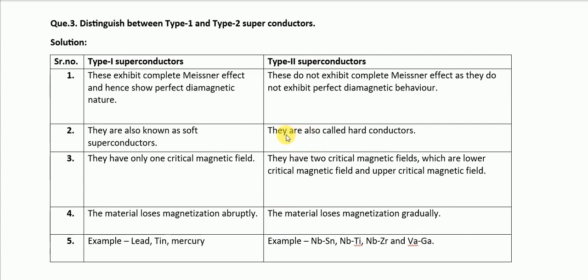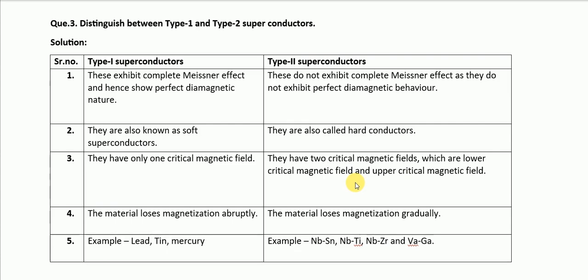Now here's a crucial difference, which is the number 3. The type 1 superconductors have only one critical magnetic field. If the applied magnetic field goes beyond this point, the superconductor loses its properties and becomes a regular conductor. Whereas the type 2 superconductors have two critical magnetic fields called the lower critical field and the upper critical field.